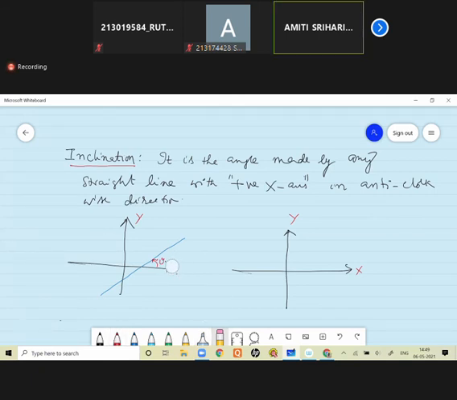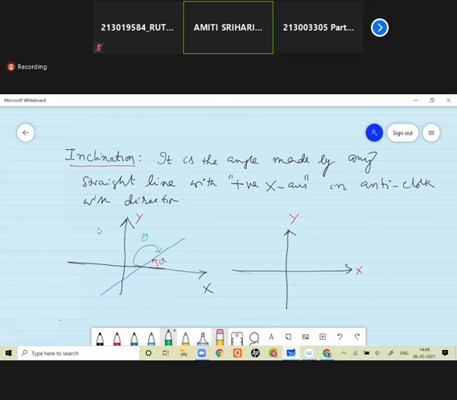Hello, children, understood? Yes, sir. You understood why theta is in this direction? Sir, excuse me, this is theta. Which theta should we take? This should be taken, and this should not be taken. Why?